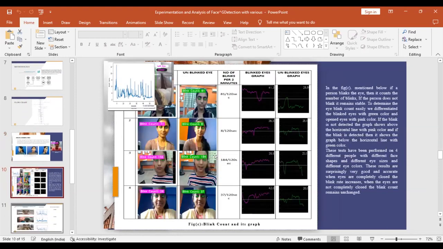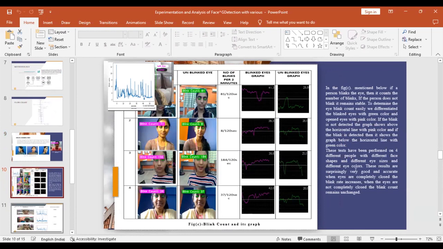Blink count, how there is a possibility for blink count in facial detection. Here, the blink count is shown in terms of green color: if the green color is there, it means it's a blink count. Otherwise, if the green color is not there, it's not a blink count. There is a possibility for horizontal.